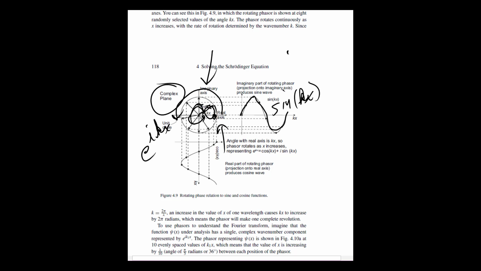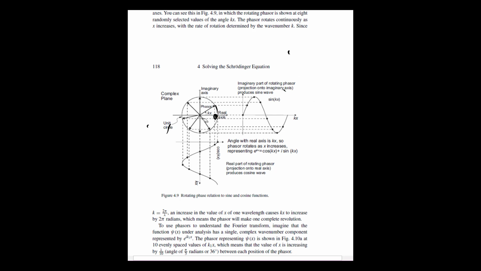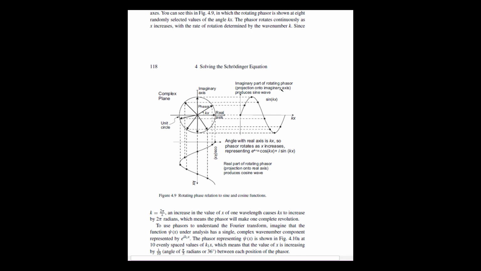It starts at 0 here because the projection onto the vertical axis is 0. It goes up to 1 here because it's all along the vertical axis. It goes back to 0 when it's here. It goes to -1 when it's here. And as you see, that traces out a sine wave. Had we projected onto the real axis, we would have traced this out. You have to kind of turn your head sideways to see this is a cosine kx moving in that direction. So phasors are a very useful way to represent sinusoids.